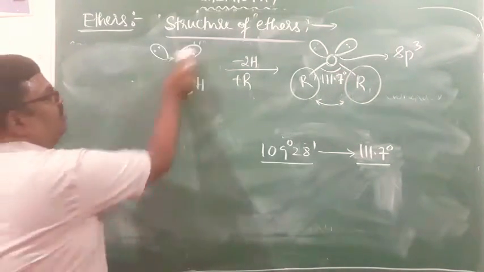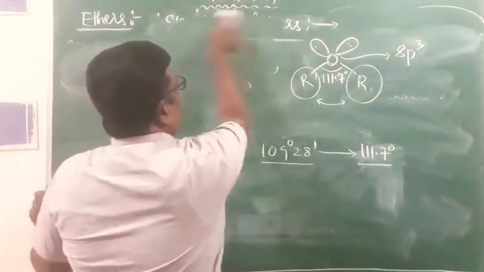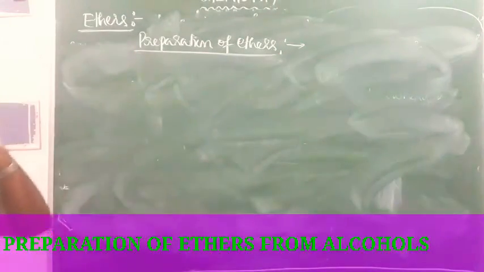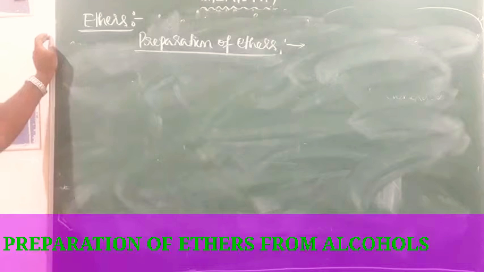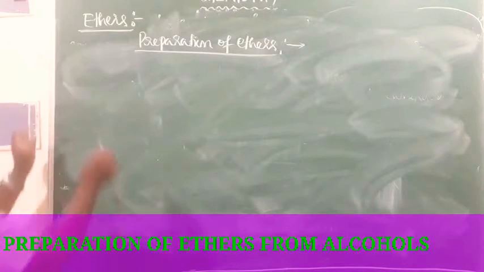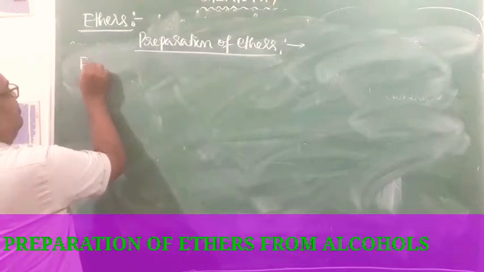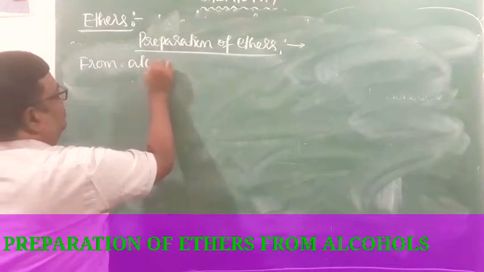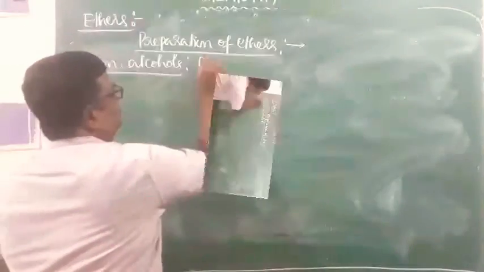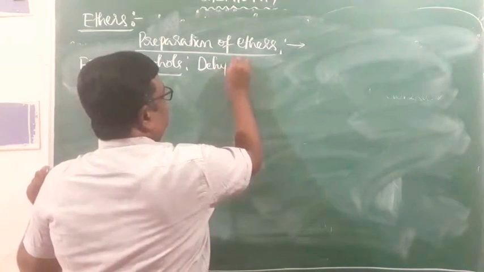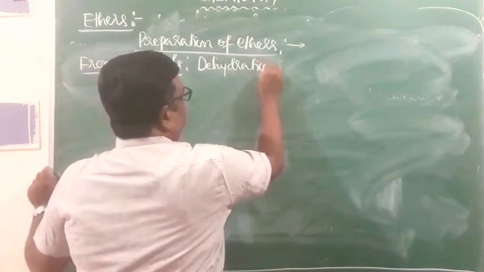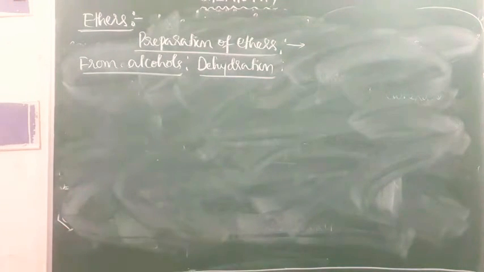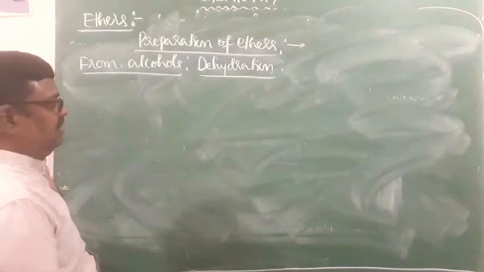So with that, we'll go for the next topic. Different methods are available for the preparation of ethers, so note it down. It is a very important discussion from the examination point of view, right? The first discussion is of course preparation from alcohols, and that is by dehydration. By the method called dehydration, which involves removal of water.